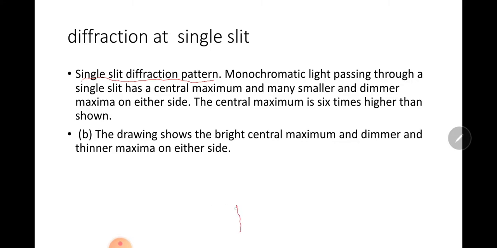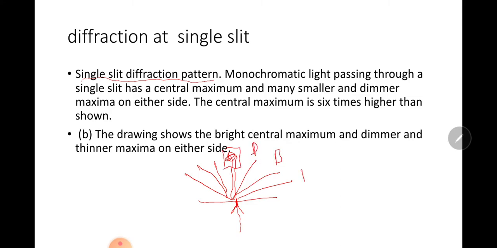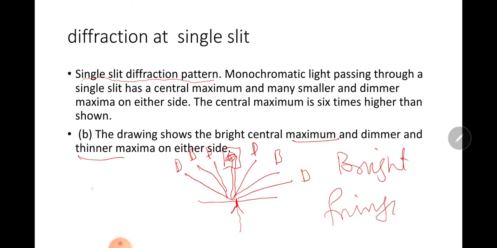Now, if you pass white light through a single slit, here is the slit, it will be diffracted at different angles. This will have a bright fringe, this will be dark, bright, dark, bright, dark. So you will see a series of dark fringes and bright fringes. Maxima is called a bright fringe, and minima is called a dark fringe. So you will see a different pattern.